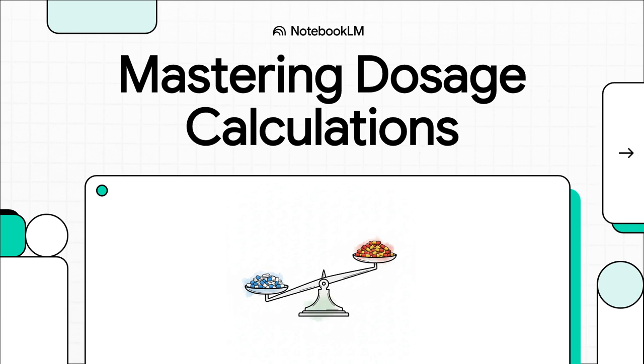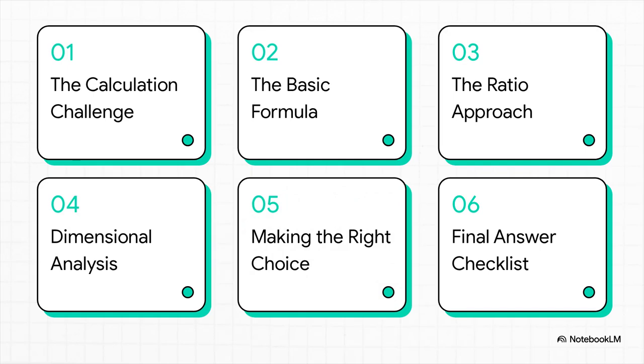Let's do this. So here's our game plan. First, we'll look at the exact challenge we're facing. Then we're going to walk through 3 different ways to solve it, step by step. And finally, I'll show you how to pick the best method for any situation and give you a final checklist to make sure you get it right every single time.